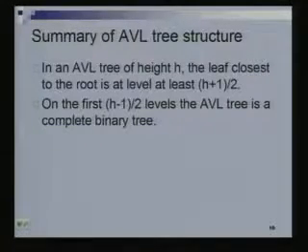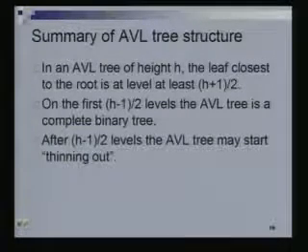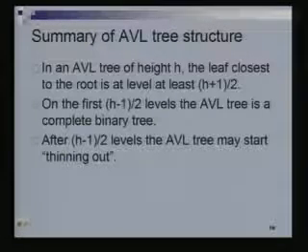We also saw that on the first (h-1)/2 levels, the AVL tree is a complete binary tree. So this is what an AVL tree looks like essentially. For the first half of the levels, it's complete, very dense. And then it starts thinning out. If you turn the tree around, with the root at the bottom, initially it's dense and then it thins out to the full height. But the fact that it is very dense for the first h/2 levels means that it has a lot of nodes. It's a complete binary tree, so it has 2 to the h/2 nodes straight away.